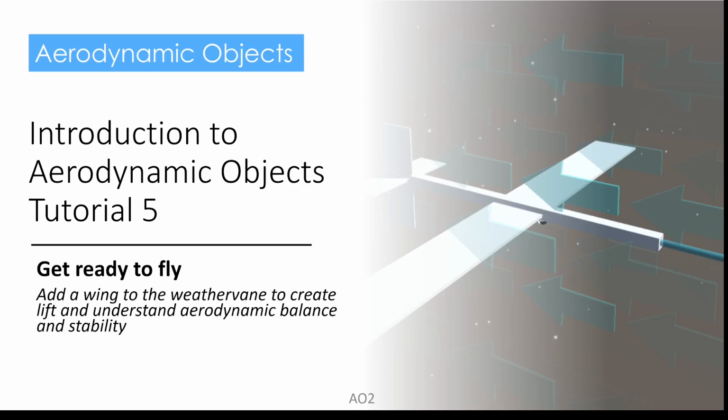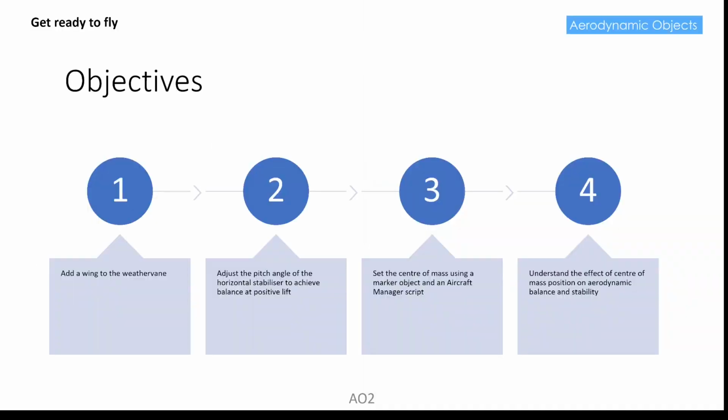Hi, welcome to Introduction to Aerodynamic Objects Tutorial 5, Get Ready to Fly. In this tutorial we're going to add a wing to the weather vane to create lift and understand aerodynamic balance and stability. We're going to take our weather vane model from the previous tutorial and add a wing to it, and then we're going to adjust the pitch angle of the horizontal stabiliser to achieve balance at positive lift.